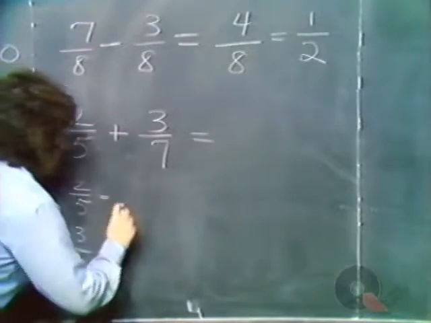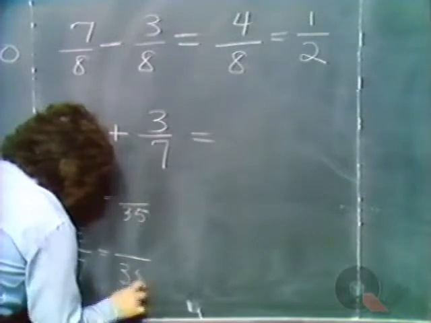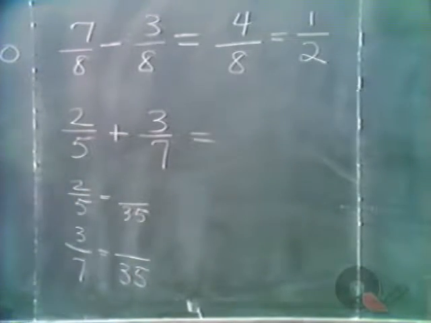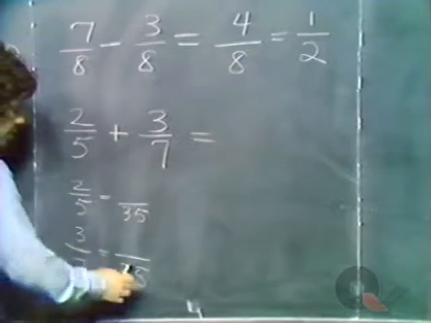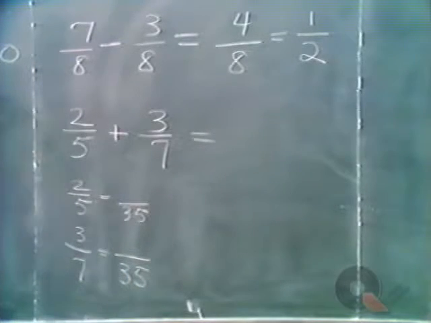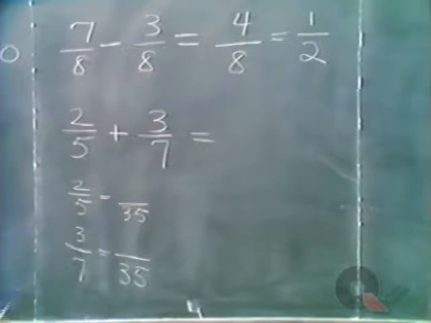In other words, I am looking to write each of these fractions as an equivalent fraction having the same denominator of 35. Now, why did I pick 35? Because 5 and 7 both go evenly into 35. Now, according to the fundamental principle of fractions, I can get an equivalent fraction if I multiply the top and bottom by the same non-zero number.